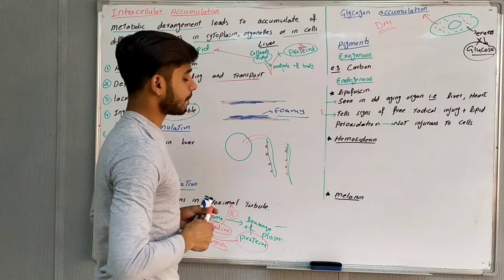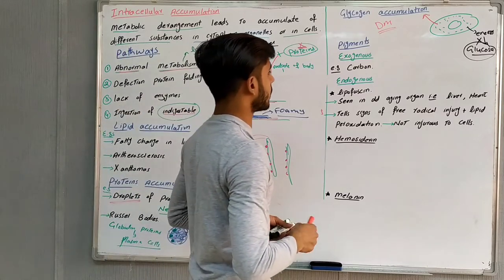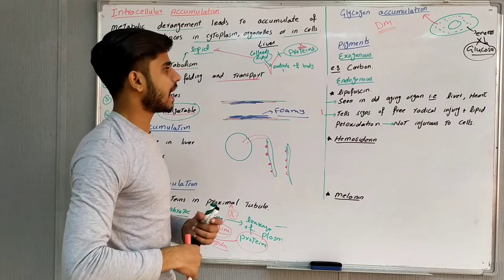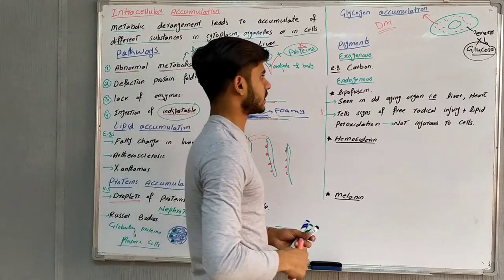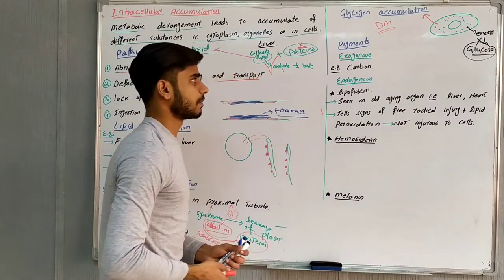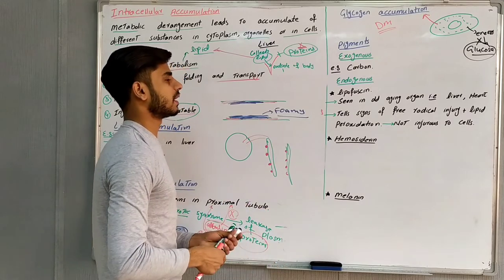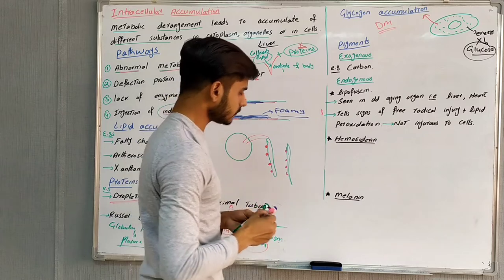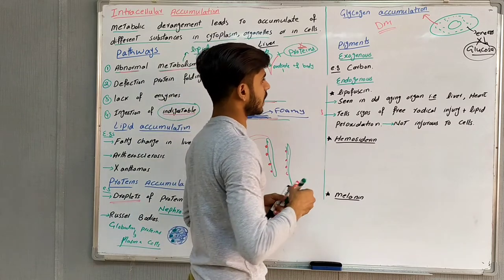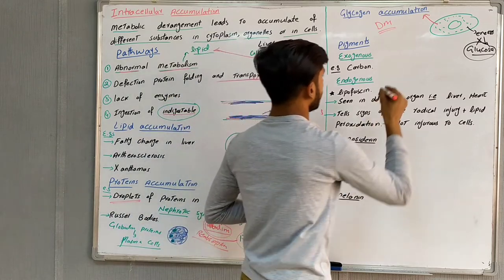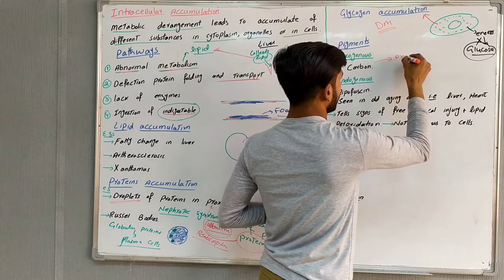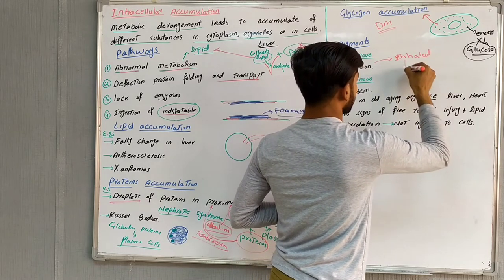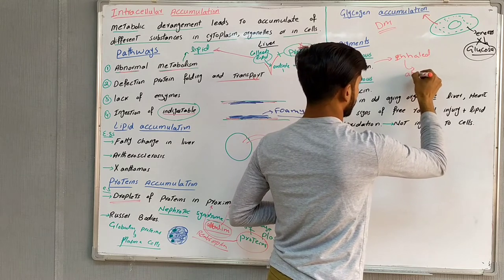The next is the pigments. The first pigments may be exogenous, which come from outside of the body, and the others may be endogenous, which are already present in the body. Exogenous pigments come from outside and are accumulated in our body. The first important example is carbon. What is carbon? Carbon is inhaled into our body and comes into the alveoli.